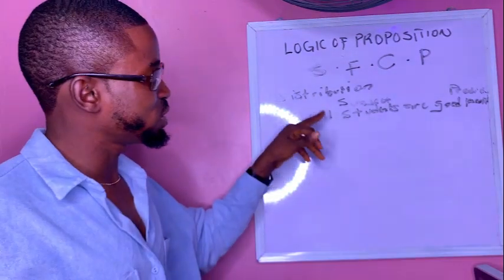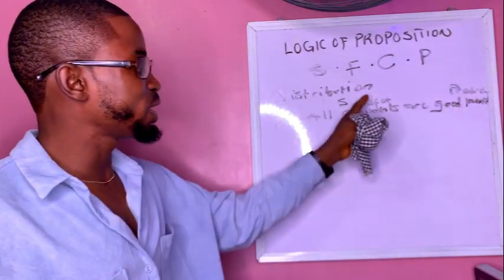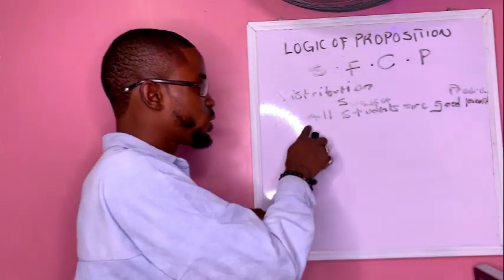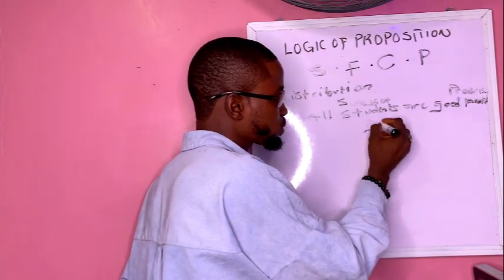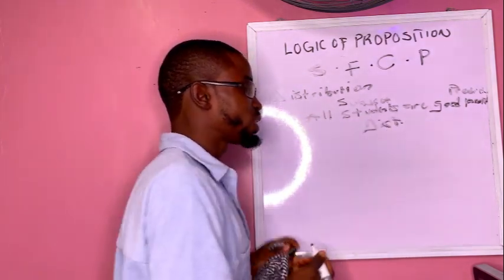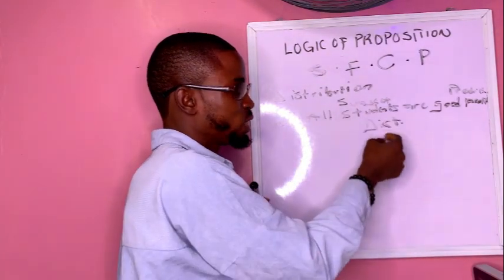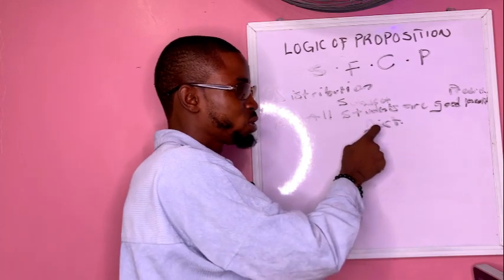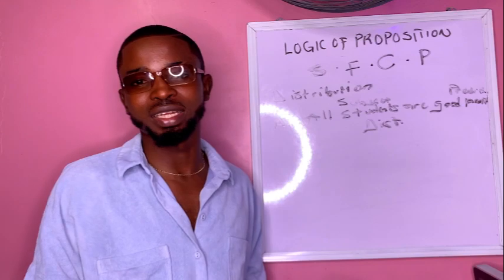So a proposition says all students are good people. Now we are looking at the subject term and predicate term. Of course, it says all students. That means the subject term is what? Distributed. The subject term is distributed because this particular A proposition is making reference to all the students. Are good people? This particular proposition did not say anything about good people.